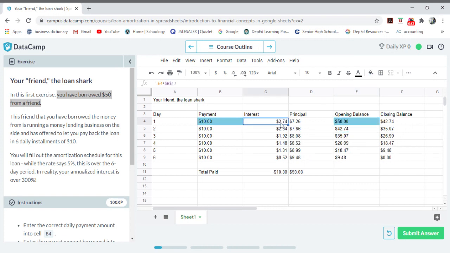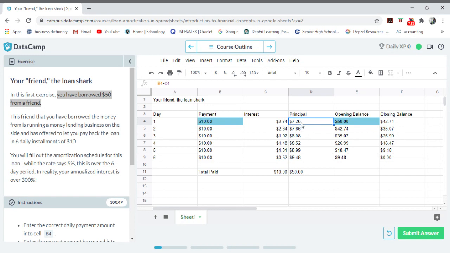We have 2.74 for our first day. And how much is the opening balance again? Of course, $50. And how much do you have here? The closing balance is 52.74 because the principal for the first day is 7.26. How did we get this one?